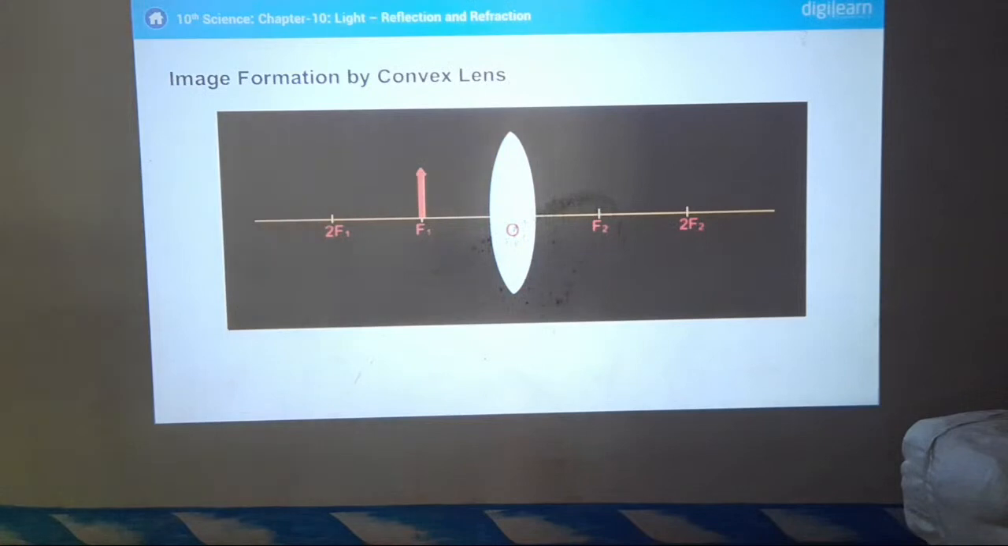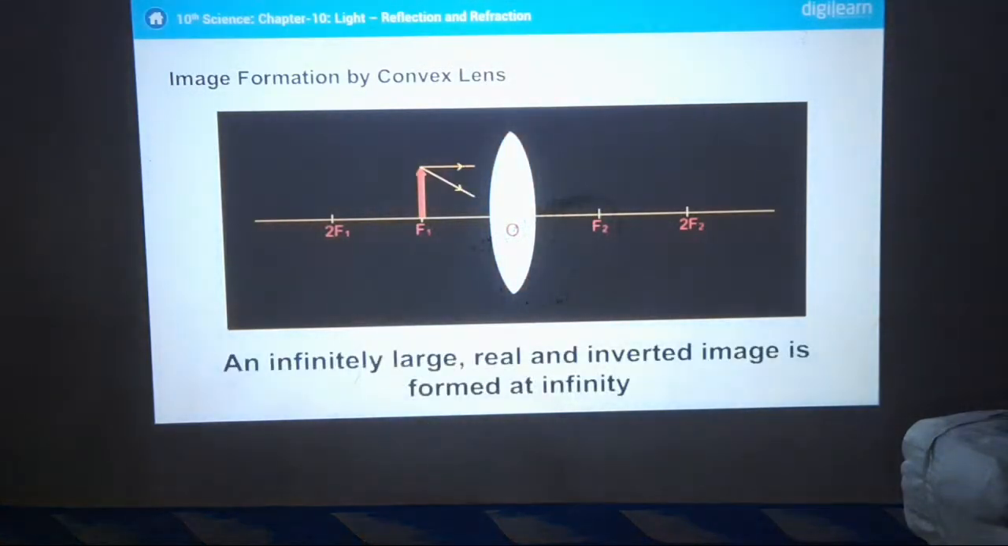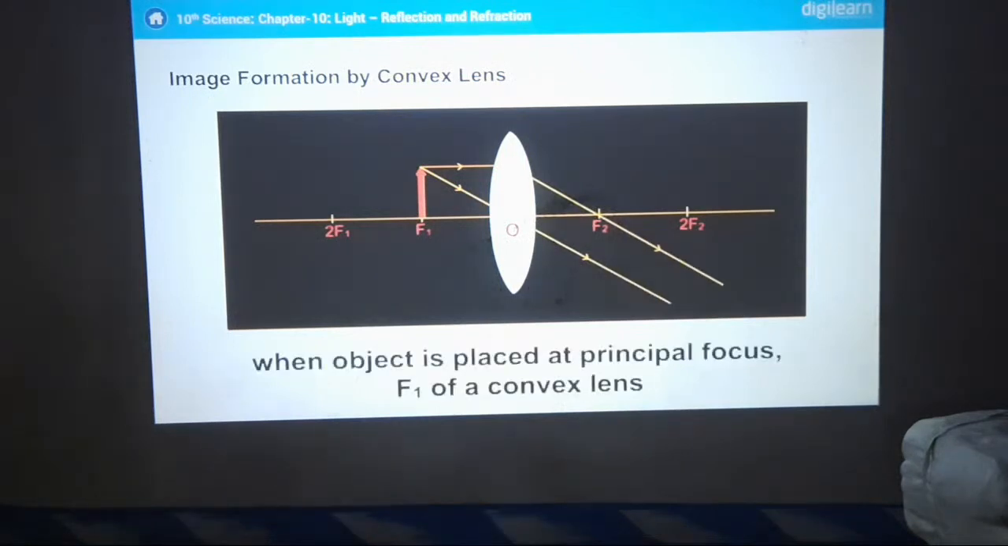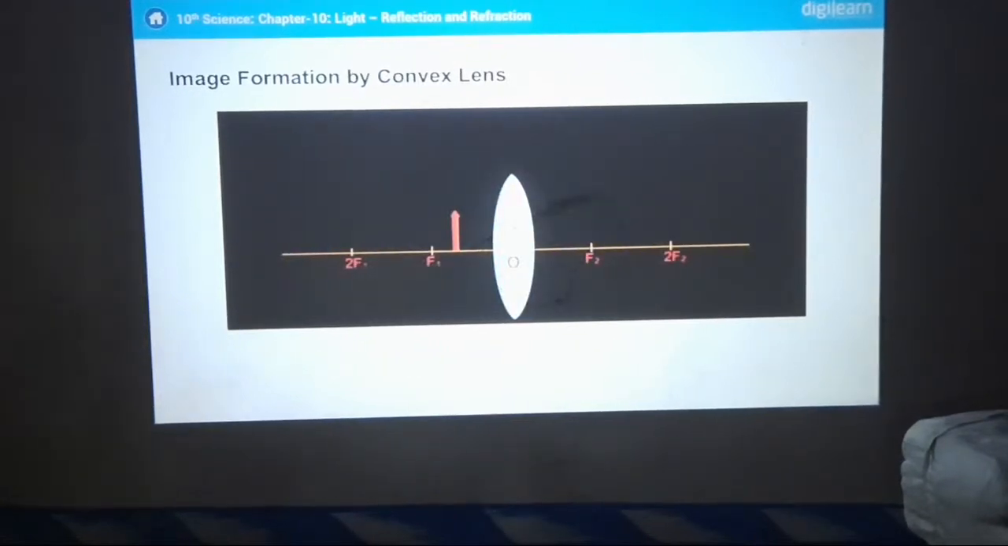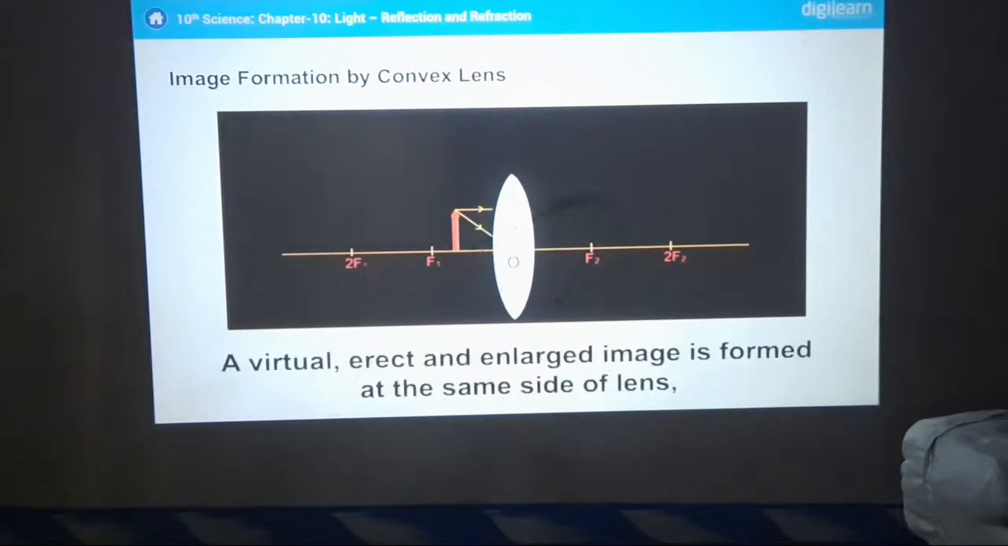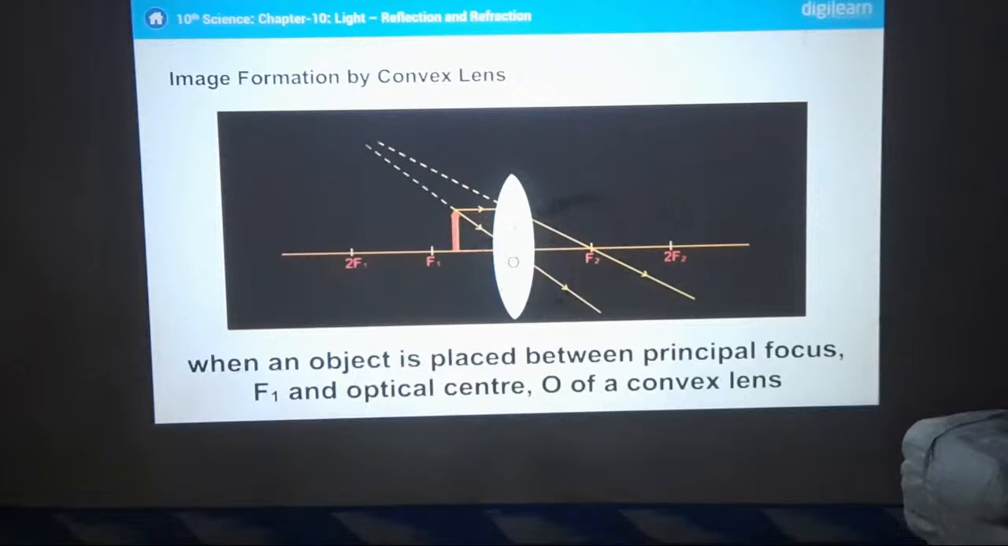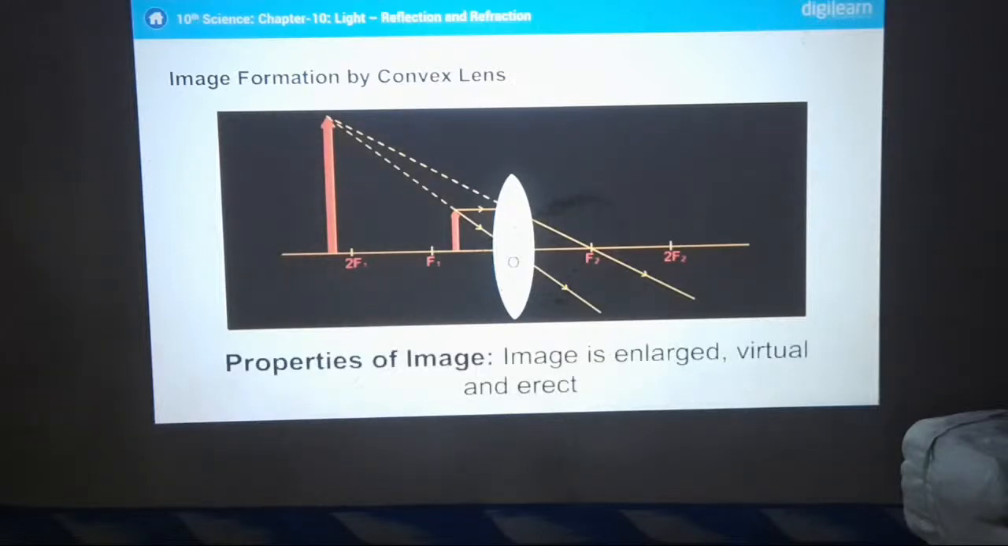Object at principal focus F1. An infinitely large, real and inverted image is formed at infinity when the object is placed at principal focus F1 of a convex lens. Properties of image: the image is highly enlarged, real and inverted. Between principal focus F1 and optical center O, a virtual, erect and enlarged image is formed on the same side of the lens when an object is placed between principal focus F1 and optical center O of a convex lens. Properties of image: the image is enlarged, virtual and erect.